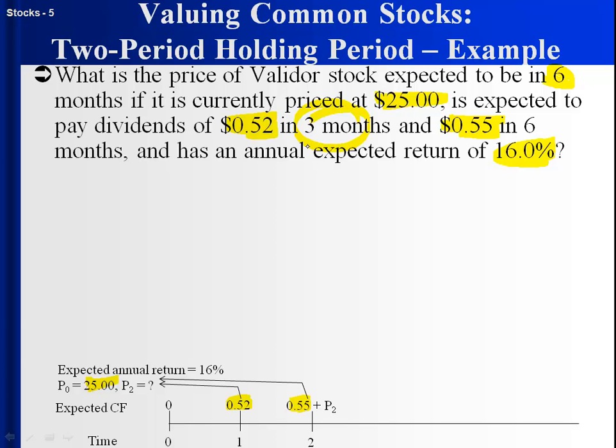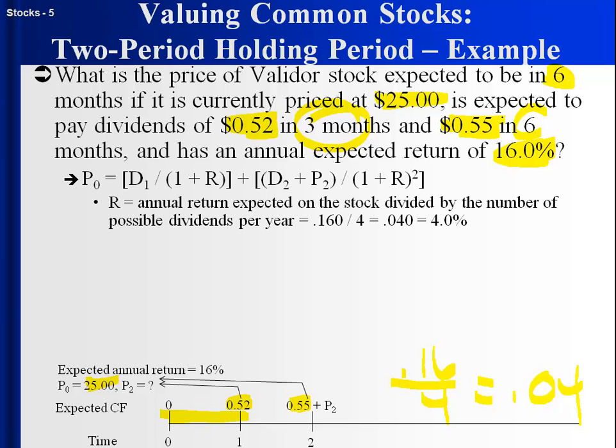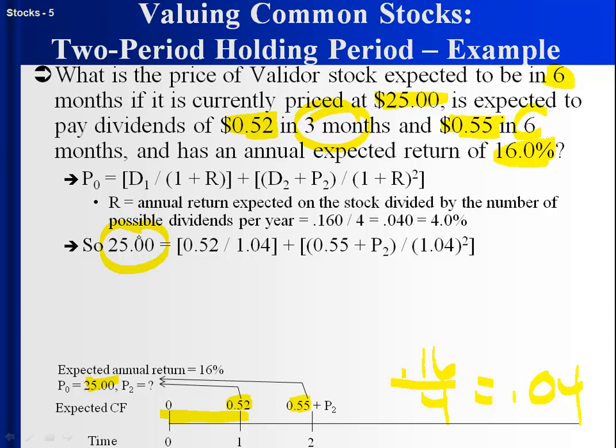Well, again, here we're dealing at 3 months, 6 months. So what is the appropriate rate of return for 3 months? It's just the 16% for a year divided by 4 quarters per year, so it's 4% per quarter. So we're in a situation where we have a stock that's valued at $25. And the reason is because the present value of the expected cash flows equals $25. And what are those? 52 cents in 3 months, 55 cents in 6 months, plus the mystery price in 6 months.